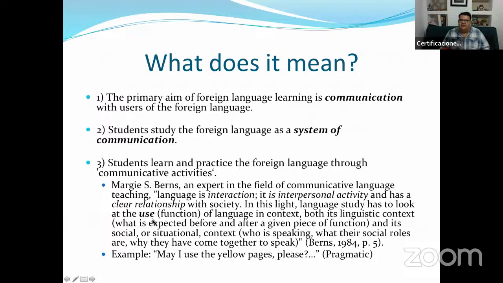Memorize this because this is going to be the core of your classes: the use or the function of the language in context. Both linguistic context, what is expected before and after, and its social and situational context. Where is the speaking, what are the social roles, etc.